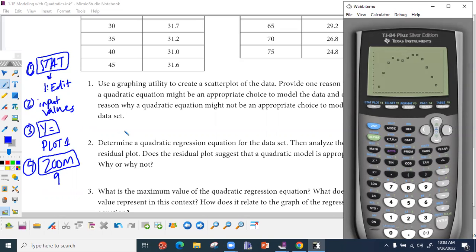Because it has a maximum. Okay, it appears to have a maximum. It has 1, but then it also has a second one, which could be the reason why it doesn't work, right? So all of our quadratics are either going to increase then decrease, or decrease then increase. And in the sense of this, for the most part, this graph increases and then it decreases. So that kind of fits the bill of a quadratic, right?